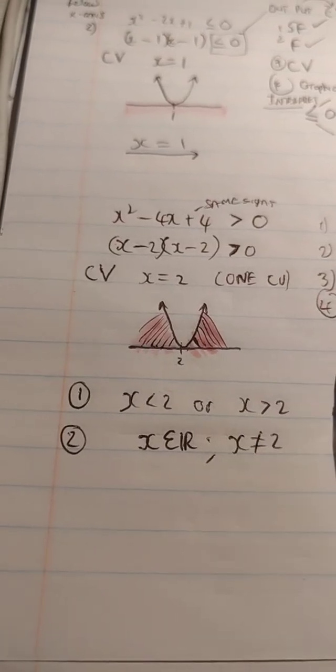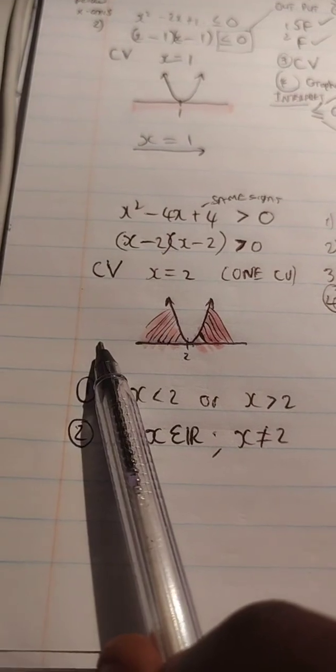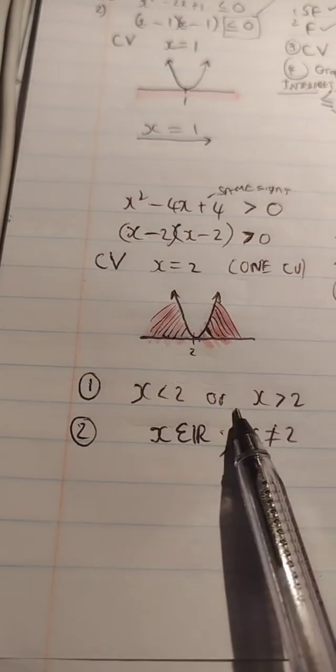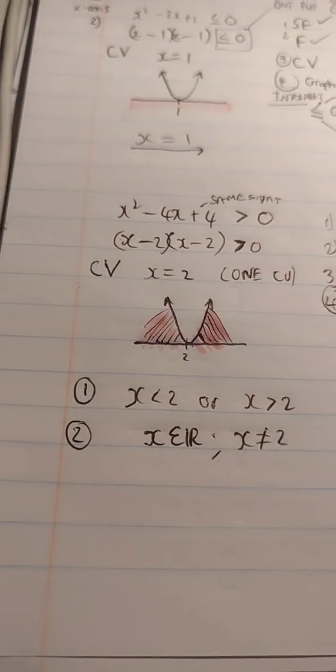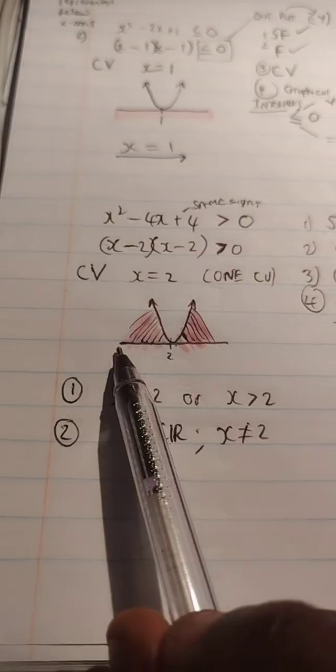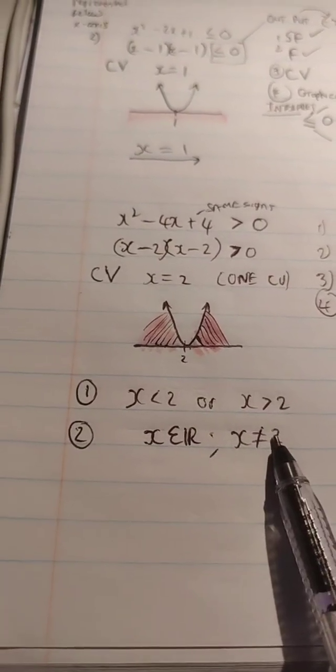After 2, every number applies. Before 2, every number applies. But x cannot be 2. So this is one of 2 ways of writing the same answer, just in different ways.